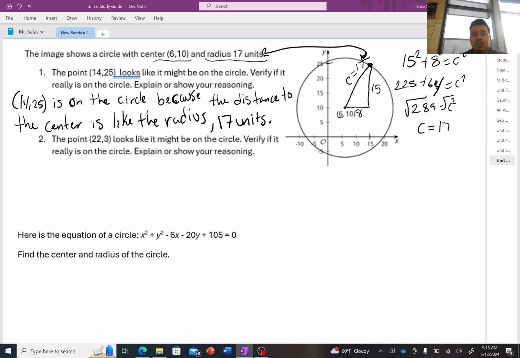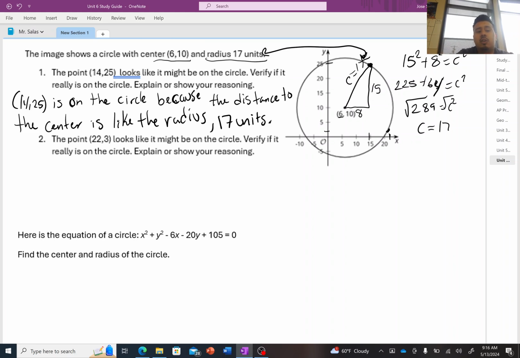Part 2 is asking us, is the point (22, 3) on there? Well, 22 is around here, 3 is around here. Let's see, do these points look like it overlaps? Well, let's check this out. In the first part, I showed you one method of solving. Now let's do another method without actually having to draw a triangle on the graph.